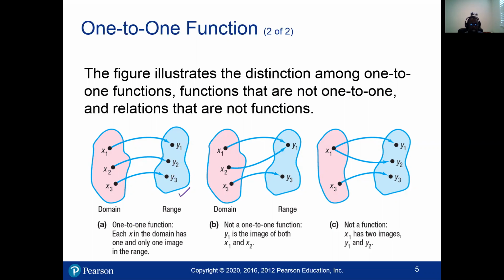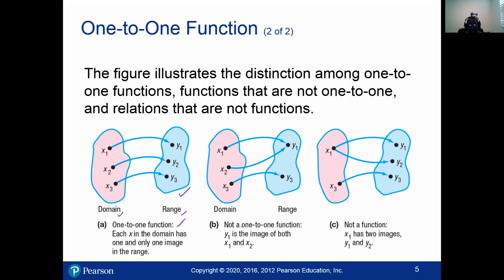So the first one has a domain and a range, and that is a one-to-one function because each x in the domain has one and only one output in the range, and each output is different. Then let's go to the second one. Even though it's a function, the first one, A, is one-to-one. The B, it is a function, but it is not one-to-one. As you can see, every input in the domain has exactly one output.